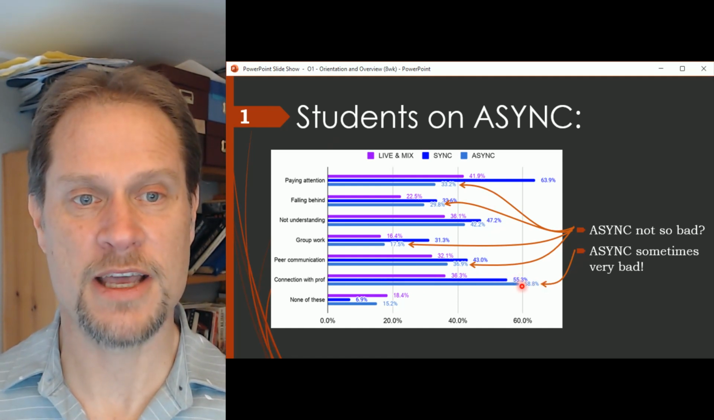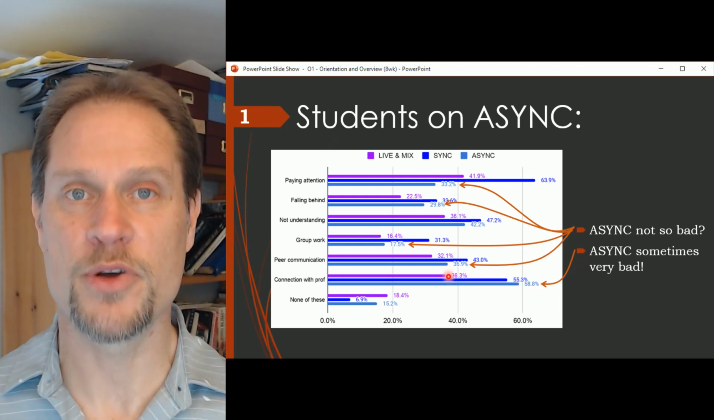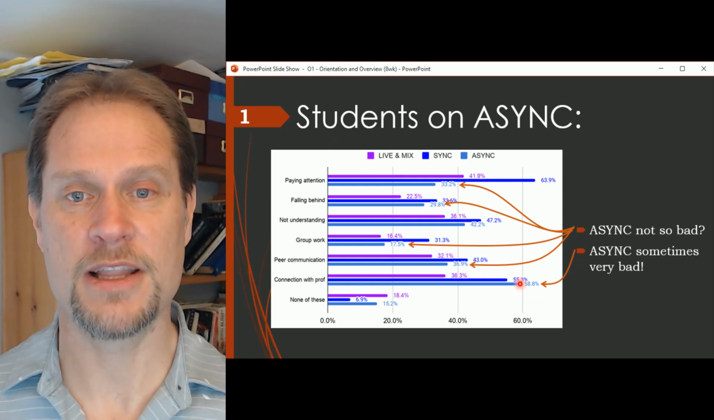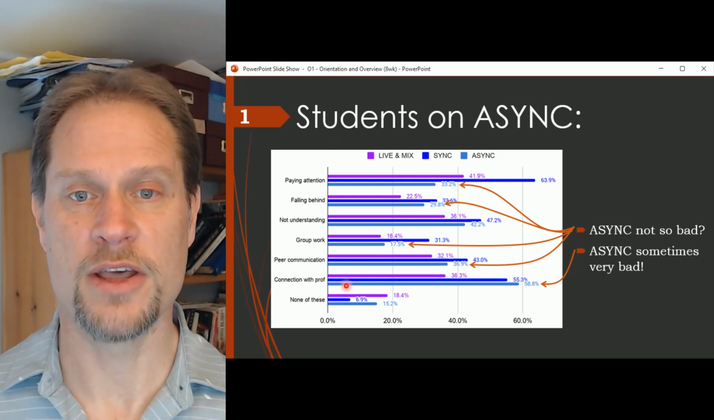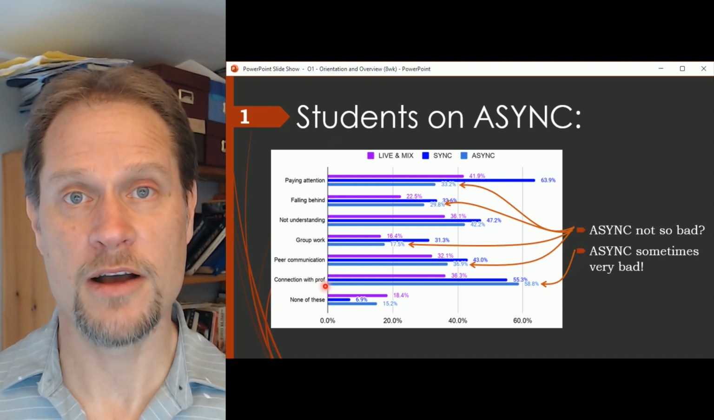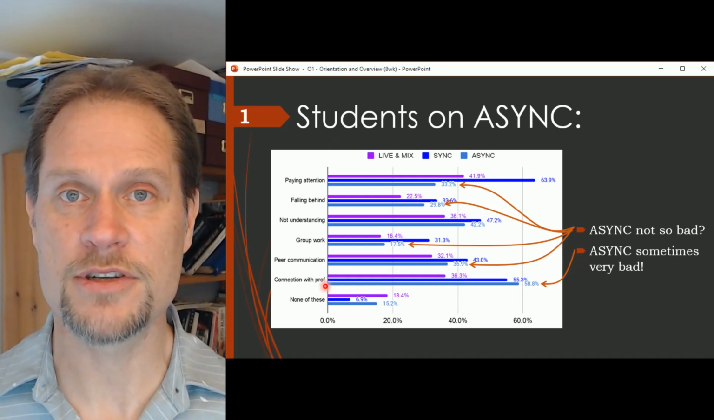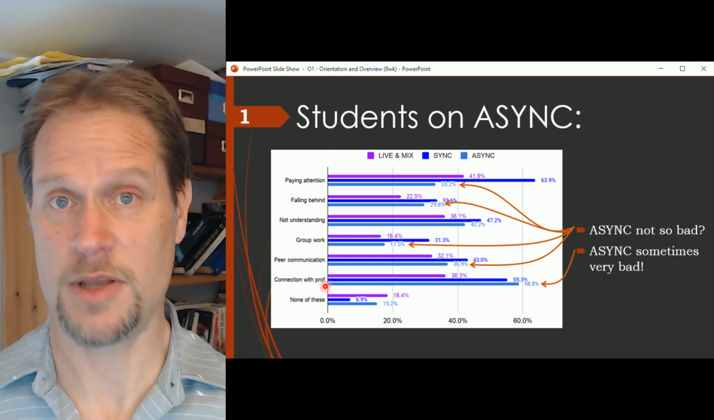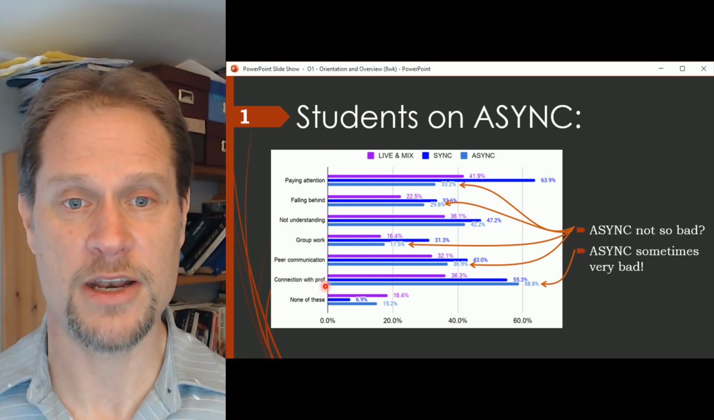both synchronous and asynchronous, when there isn't an in-person component to a course. Students reported significantly higher issues with connecting with their professor. So you're going to have to be aware of that. If you've taken an asynchronous course before, maybe you already know this. Maybe you don't care. Maybe you don't want to connect with me. That's okay. I'm not offended.